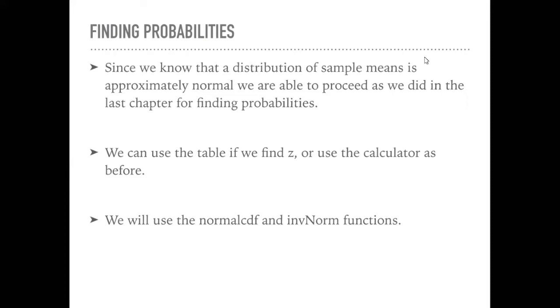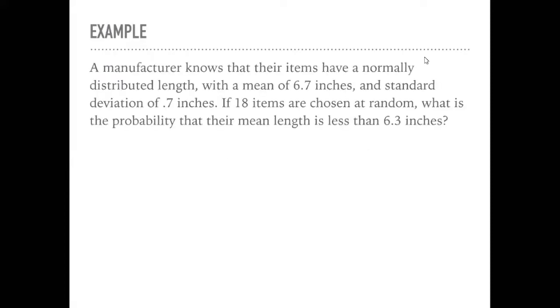So let's run through a few examples here. We have a manufacturer that knows their items have a normally distributed length with a mean of 6.7 inches and a standard deviation of 0.7 inches. If 18 items are selected at random, what is the probability that their mean length is less than 6.3 inches?